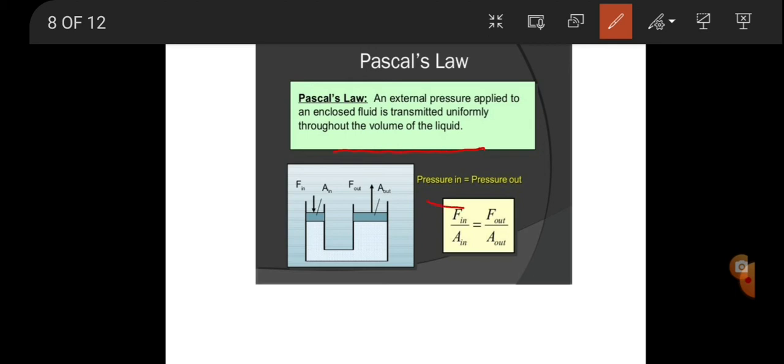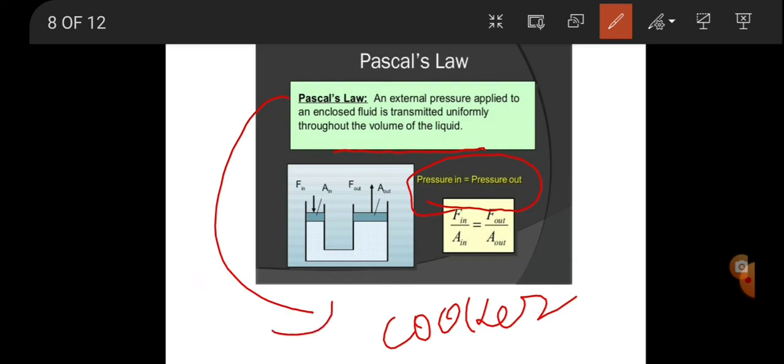So pressure in and pressure out. This formula is used in a cooker. The cooker works by applying Pascal's law. The pressure inside is the same, and the outside pressure is the same. So the pressure is transmitted uniformly throughout the liquid volume, in all directions. This is called Pascal's law.